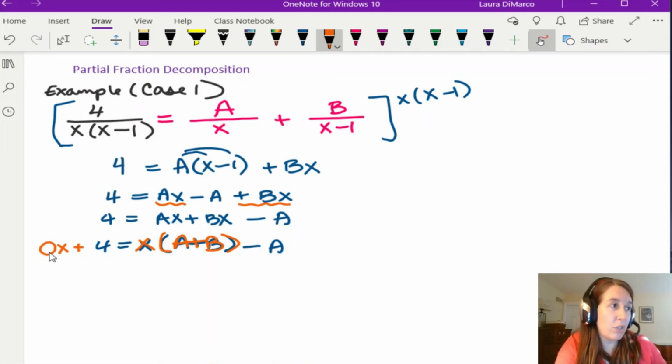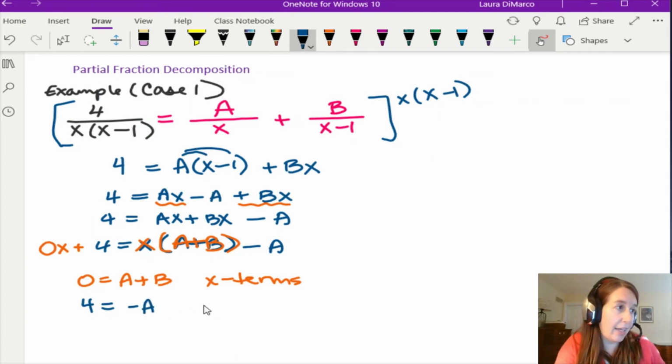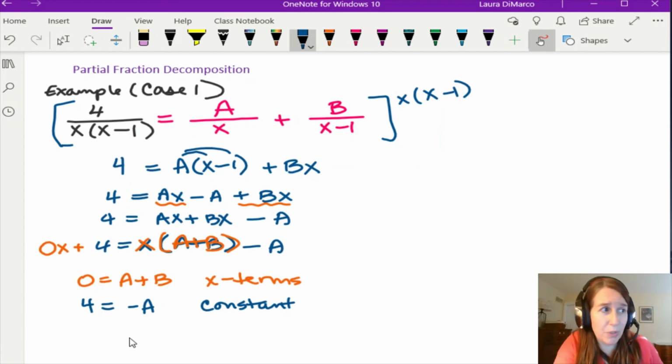Okay, so we have two equations again, one in orange and one in blue. The orange one over here is 0 equals a plus b, or a plus b equals 0. The blue equation, and that's from the x terms, okay, that's the coefficients of x. The blue equation is 4 equals negative a, and that is the constant terms put together. Okay, so with these two equations, actually, this is going to be a really simple system to solve, right? I told you the systems would be easy.